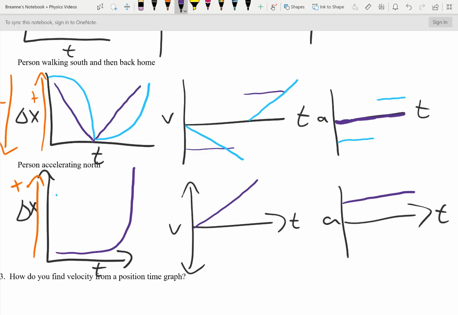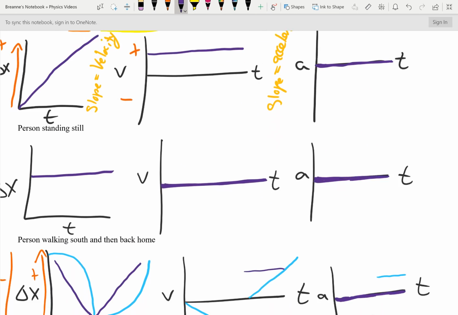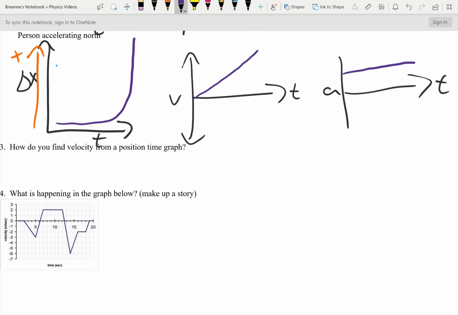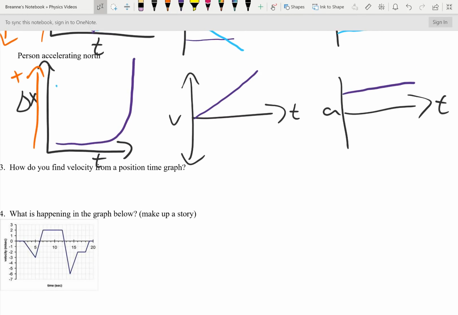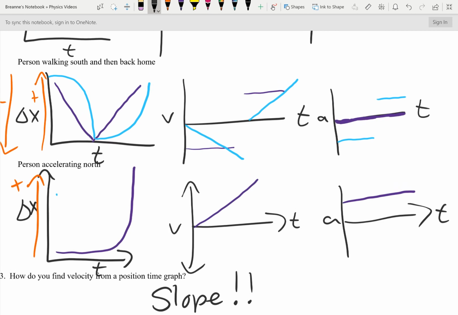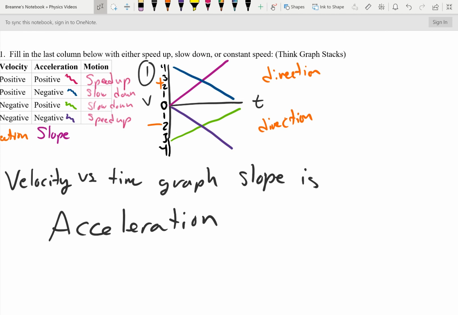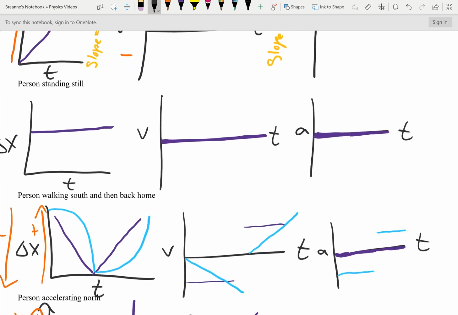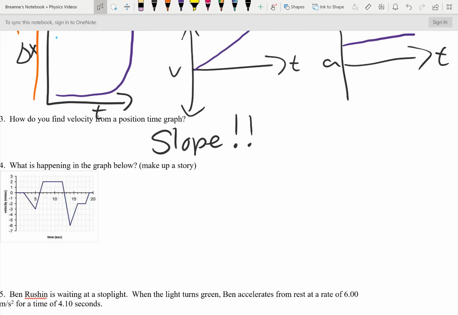If you want to see more examples, look at your graph stacks, but that's just giving you a breakdown of some important graphs to consider. So how do you find velocity from a position time graph? We just talked about that. It is your slope. If you're looking at a position time graph, your slope is velocity. If you're looking at a velocity time graph, your slope is acceleration. I'm harping on that. Maybe you should know that.